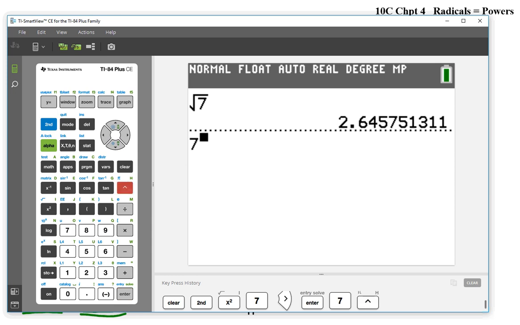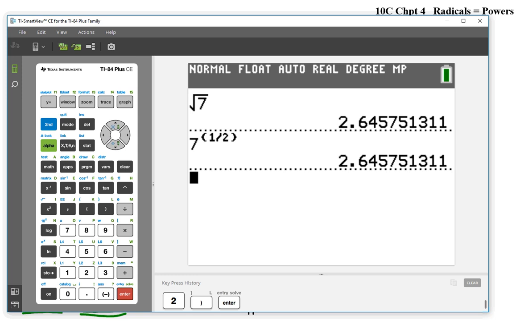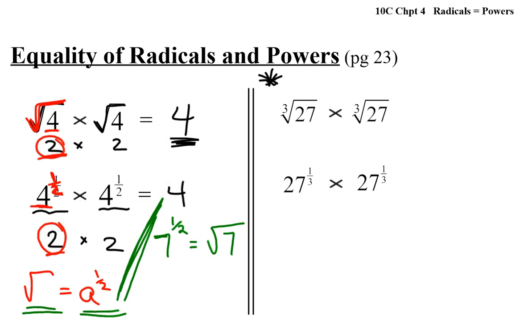Well, let's do 7 to the 1/2. 7 raised to the exponent. To put in a fraction, I need brackets. 1 divided by 2. And 7 to the 1/2 is 2.64575, blah, blah, blah. It's the exact same thing. So this is what we are going to focus on: the fact that having an exponent of 1/2 is the exact same thing as square rooting a number.